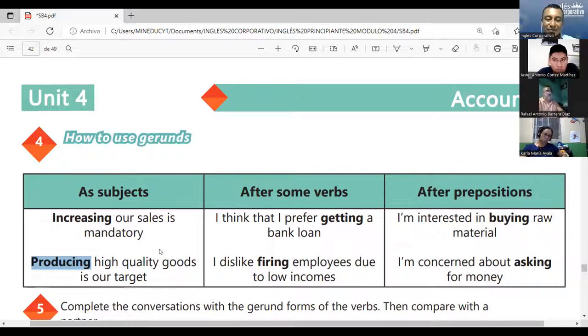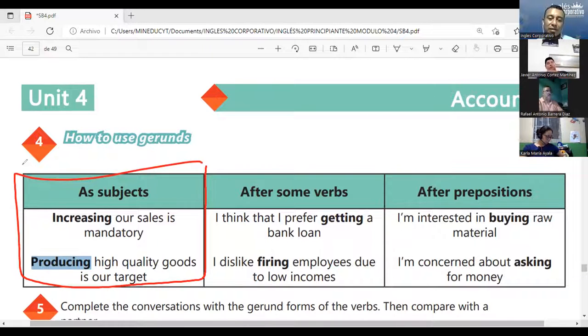No? But it's clear, right? I think. Creo que la primera parte estamos claros. So, ¿tienen alguna duda? Do you have any doubt about part one? No? Ahí usamos el gerundio o el verbo con ing como sujeto, right? Part number two, after some verbs. Vamos a usar el gerundio después de algunos verbos.